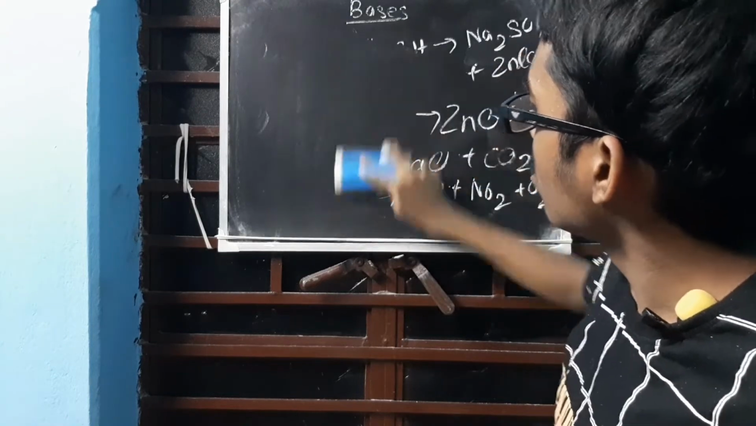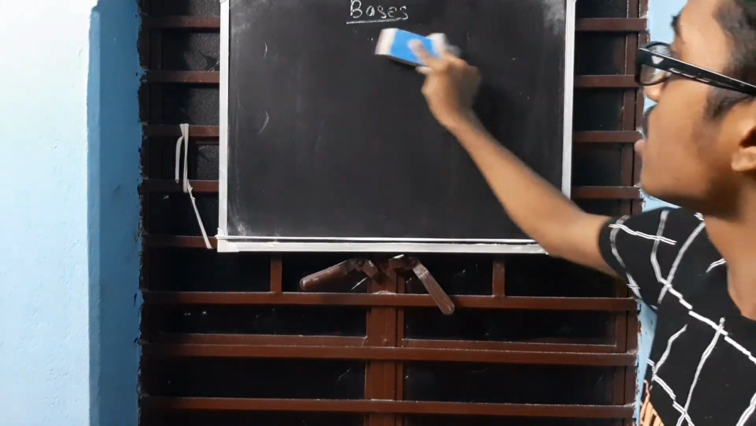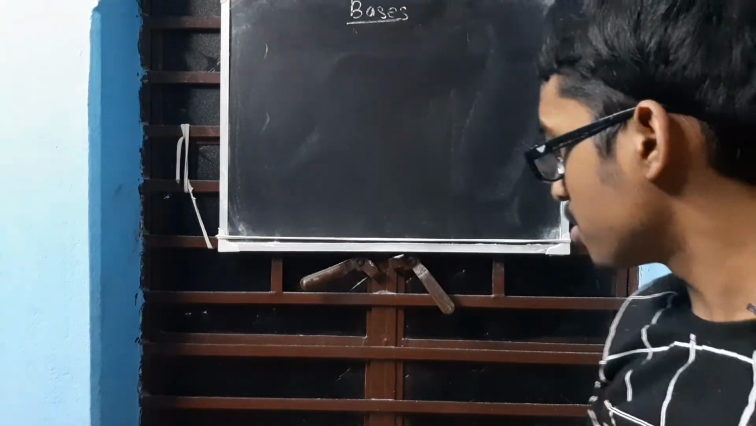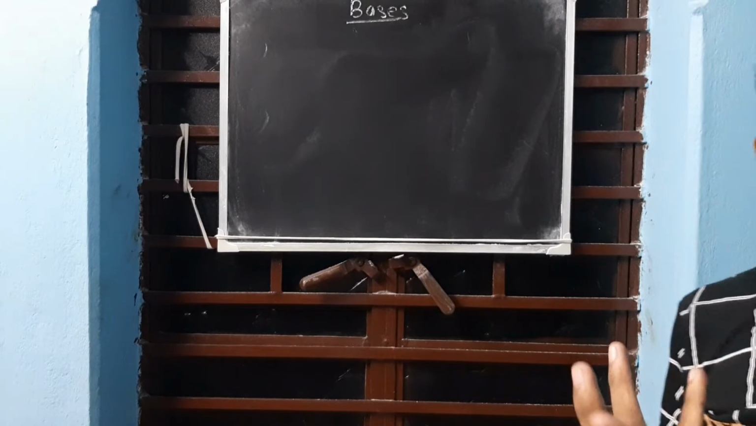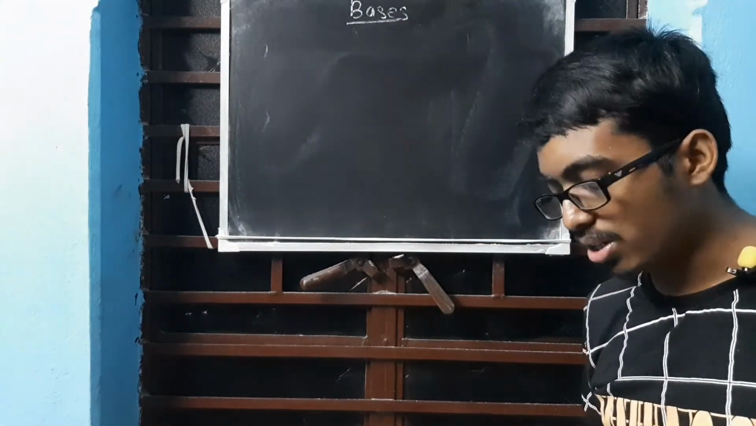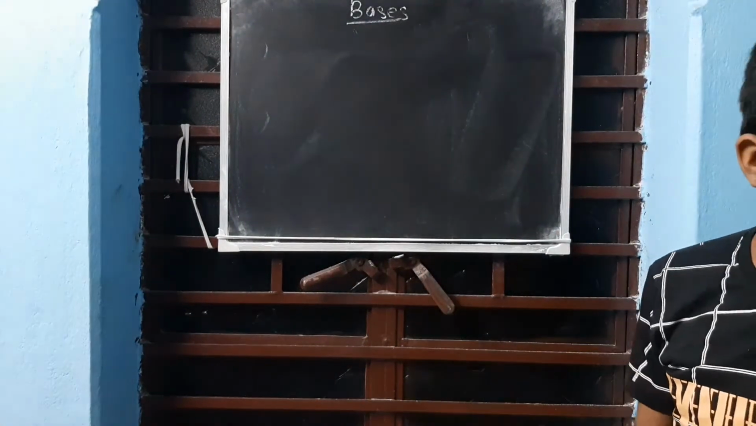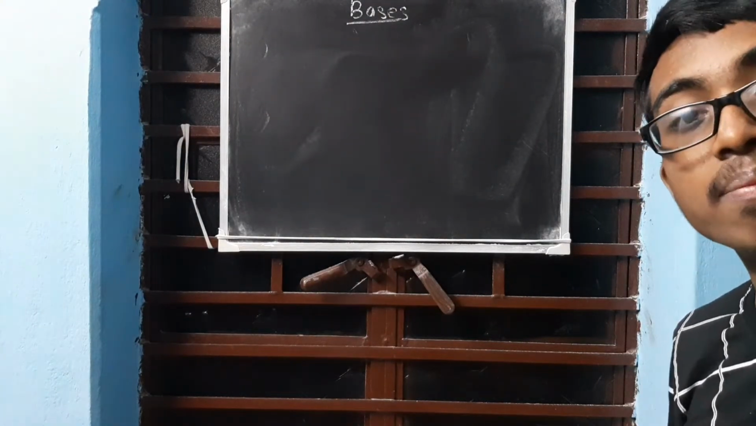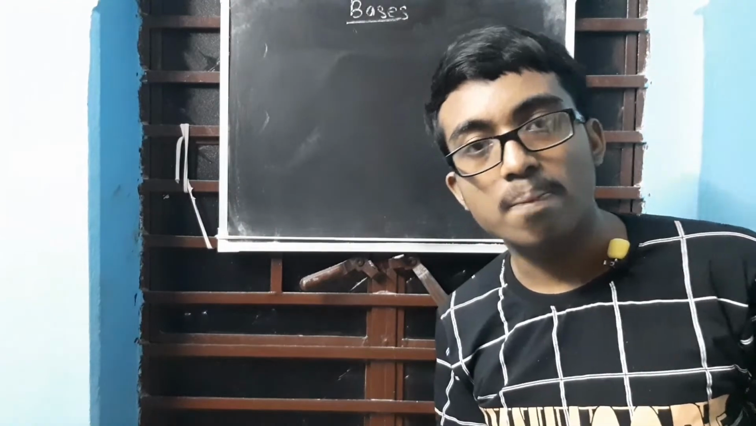Now let us learn about the physical properties of bases. Then we will come to the chemical properties. First, the physical properties. In the physical properties of acids, we learned the indicator color change. Same thing we are going to learn over here. One common thing we have learned is that acids are very good electrolytes; bases are also very good electrolytes. Acids had a sour taste, bases will have a bitter taste.